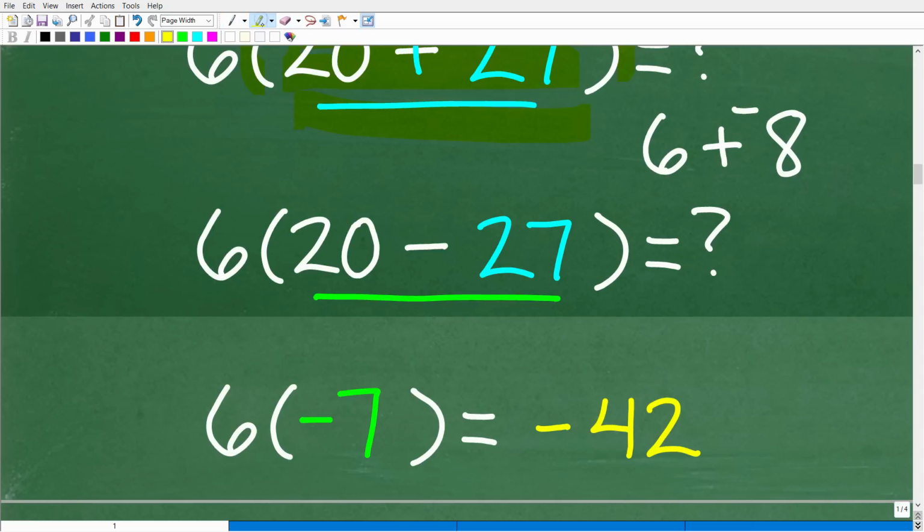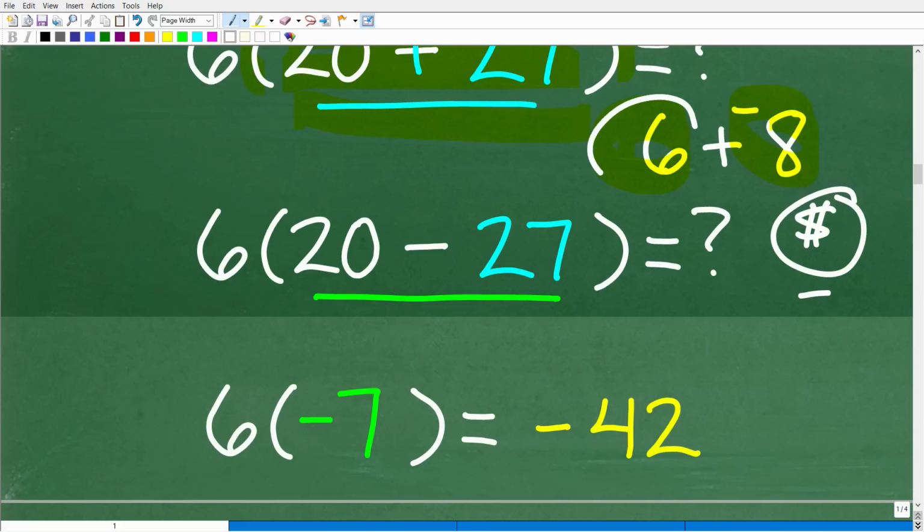So now we could see clearly that we're dealing with a positive number and a negative number. And the best way I like to explain this is this concept of money. So negative money is like debt. It's like you owe someone. Positive money is like you have money.